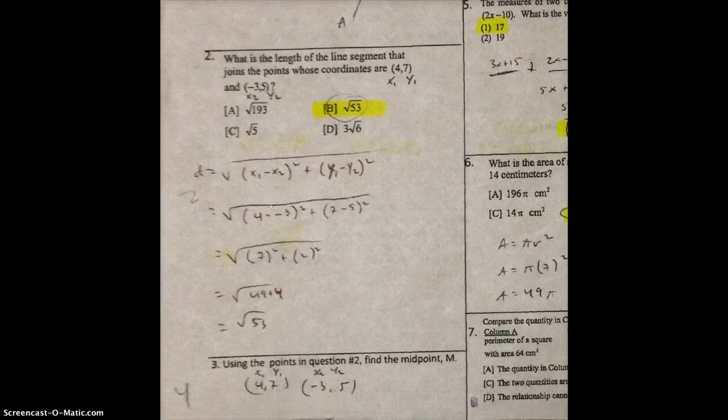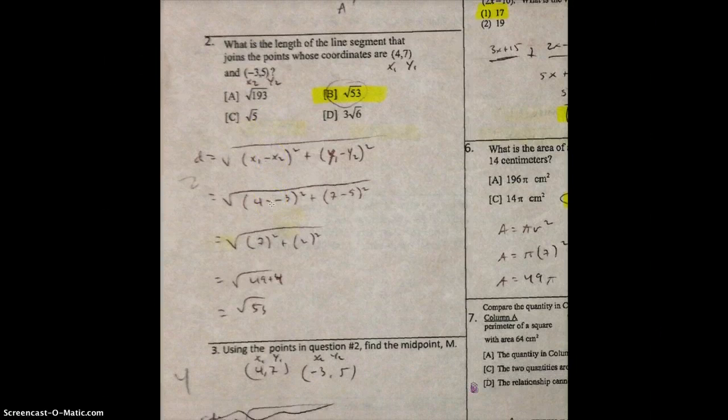Question number 2, what is the length of the line segment that joins the points whose coordinates are (4, 7) and (-3, 5)? Notice I labeled my ordered pairs. I always write down the formula first, so there's the distance formula. Notice that the subtraction sign here must be there. Your x1 value is 4, and your x2 value is negative 3. Y1 value is 7, and your y2 value is 5. So 4 minus negative 3 becomes plus, so that's 7. And 7 minus 5 is 2. Then don't forget to square those, so I have 49 plus 4. Then I have the square root of 53, and I cannot simplify that anymore.